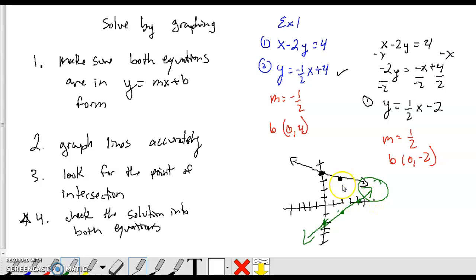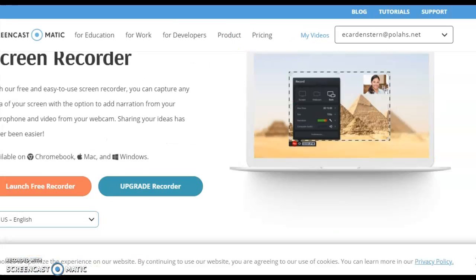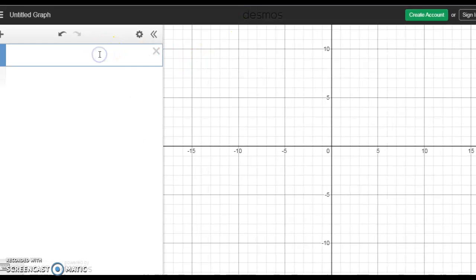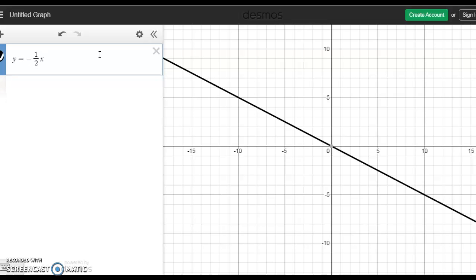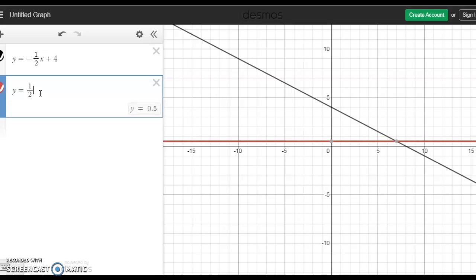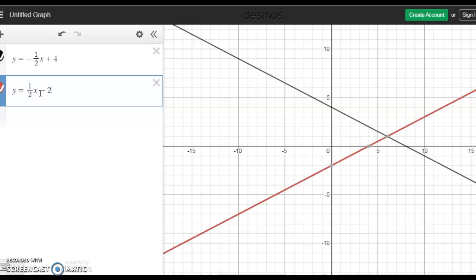So I'm going to go ahead and move to Desmos, and I'm going to plug both of these equations in to kind of see what we get. So let's see how I do that. So come over here. Our first equation was y is equal to negative 1/2 x, and then plus 4. And then our other one was y is equal to 1/2 x, and then minus 2.